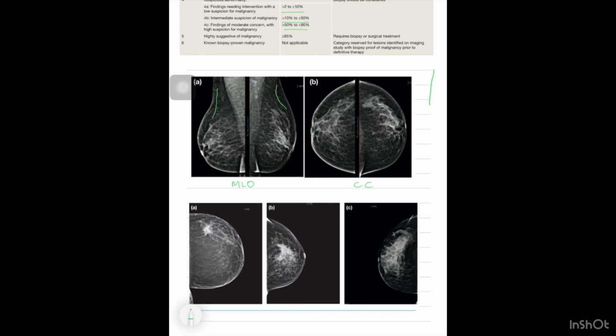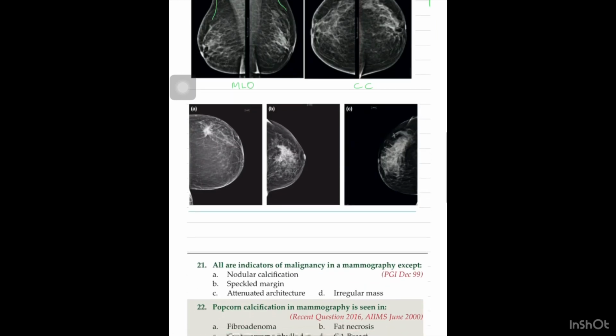So next it comes to the abnormal findings, that is the features of malignancy. You can see the stellate shaped mass in the mammogram with few calcifications, that is known as the clustered or the pleomorphic calcification. And here you can see the distorted structure of the breast.